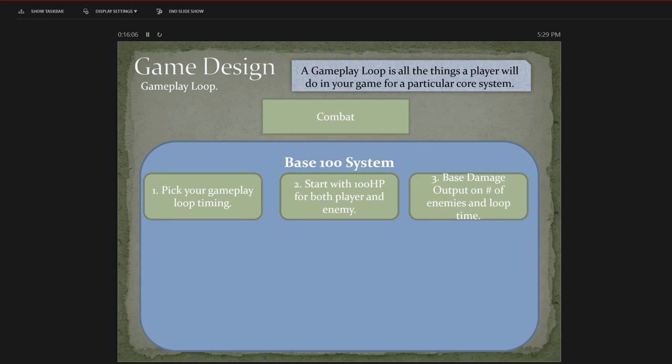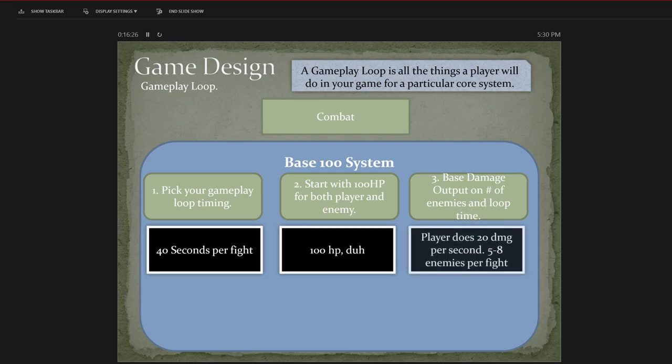This is how you will determine a round of combat or a combat encounter, depending upon what type of game you're making. So let's say that we're making a real-time combat game, and we want to have fights that last 40 seconds. We start with 100 HP, of course. And so we're going to have the player doing 20 damage per second, roughly. And that means that we want to have 5 to 8 enemies per fight. So if you want to have multiple enemies that the player encounters, and we want 40 seconds for each combat encounter in this real-time game, then we're going to have 5 to 8 enemies that they have to take down. Do you see the math on that?